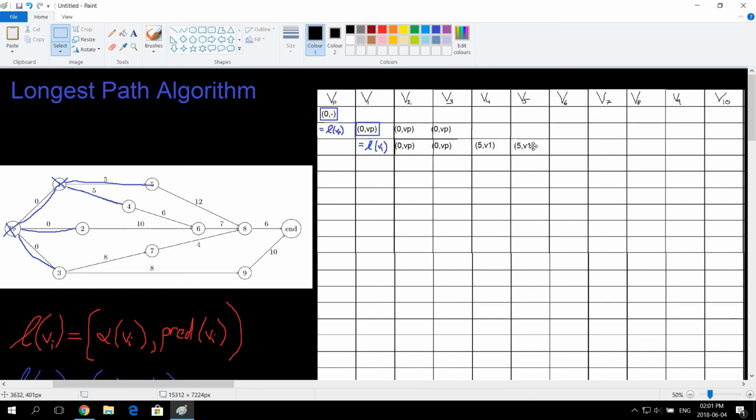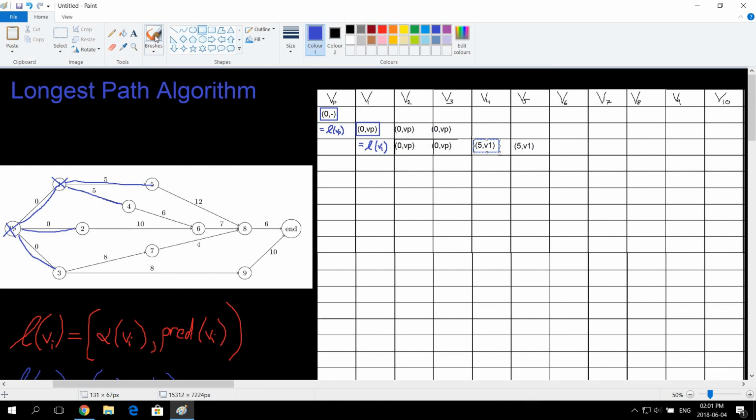There we go. So now the longest path algorithm says you have to pick the highest alpha in this row. In this case, these ones are lower than the 5s. The 5s are the same, so we're just going to go with the first one that occurs. Okay, that's cool. We're going to block that off.